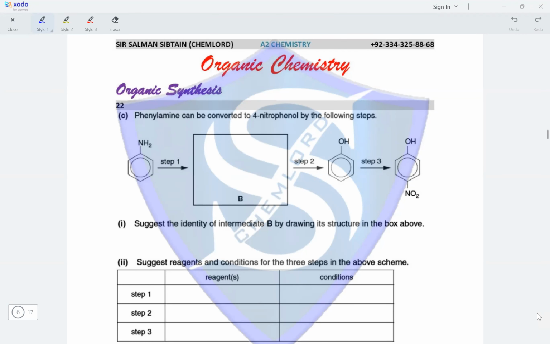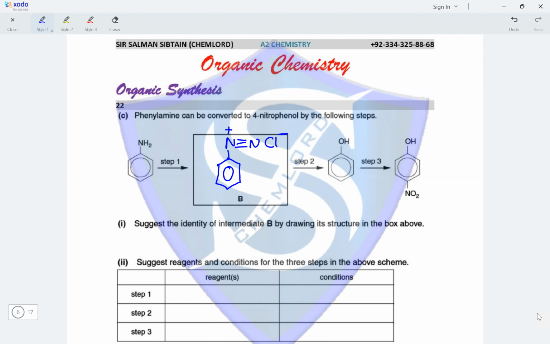Question 22. Phenylamine can be converted to 4-nitrophenol by the following steps. So, phenylamine in step 1 forms a compound that is converted into phenol, which is converted into 4-nitrophenol. So, the only compound that can be made from phenylamine to be converted into a phenol is benzene diazonium chloride. So, we have N triple bond N positive and Cl negative attached to the benzene molecule, which is compound B. So suggest the identity of the intermediate B by drawing the structure in the box above. Already done. Suggest reagents and conditions for the three steps in the above scheme.